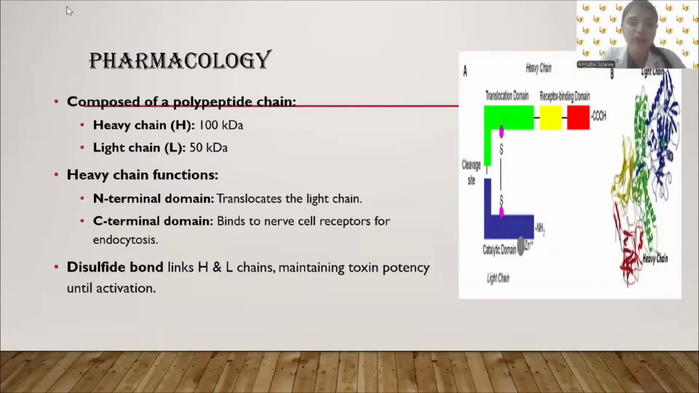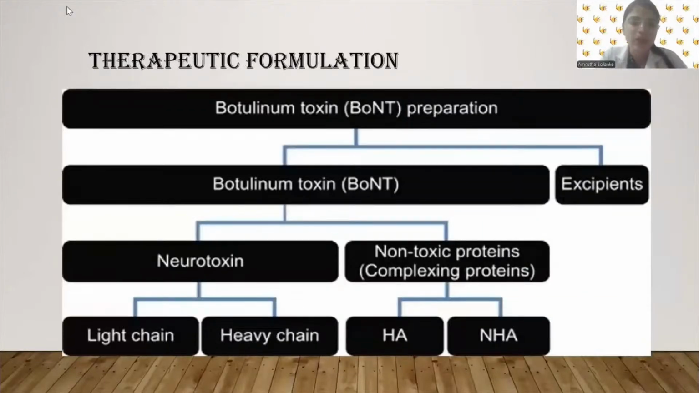Coming to the pharmacology, it is composed of a polypeptide chain, a heavy chain that is 100 kDalton and a light chain that is 50 kDalton. Heavy chain functions: the N-terminal domain translocates the light chain, and the C-terminal domain binds to the nerve cell receptors for endocytosis. The disulfide bond links the heavy and the light chain, maintaining the toxin potency until activation.